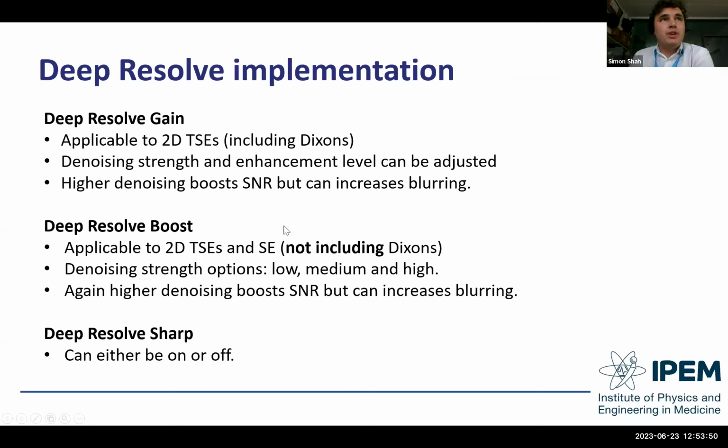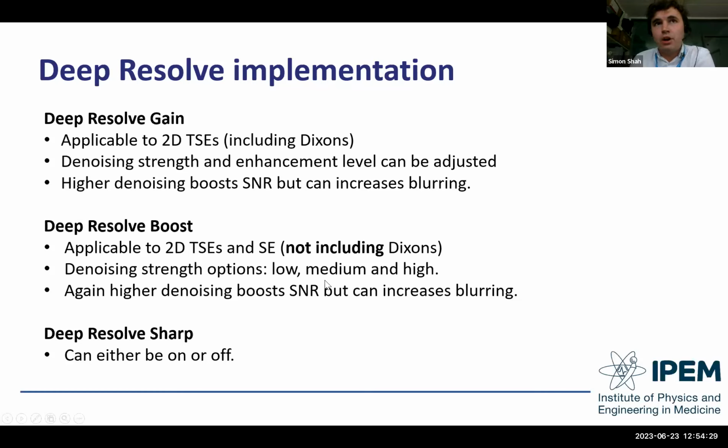Then for Deep Resolve Gain, Sharp and Boost, this is fairly complicated. It mixes and matches. The application is only on 2D TSEs for Gain, but this does include Dixons. And like I said, it's a denoising strength that you can adjust, and there's an enhancement level as well that you can adjust. If you go to higher values of the denoising, you can potentially increase more blurring. For Boost, it's applicable for 2D TSEs and also the spin echo sequences, the base sequences of spin echoes, but this now does not include Dixons.